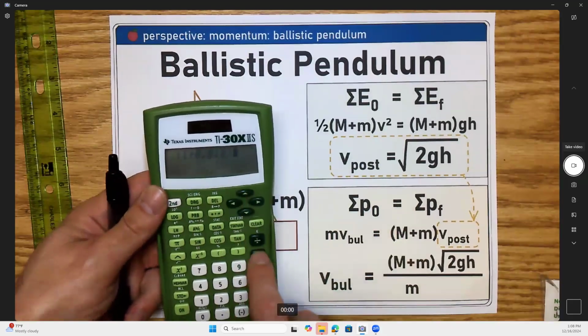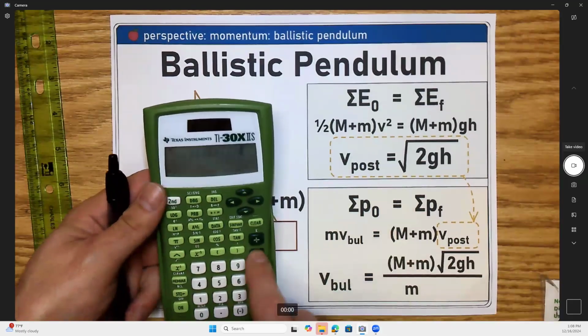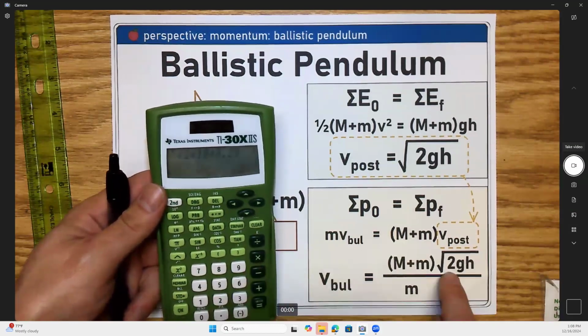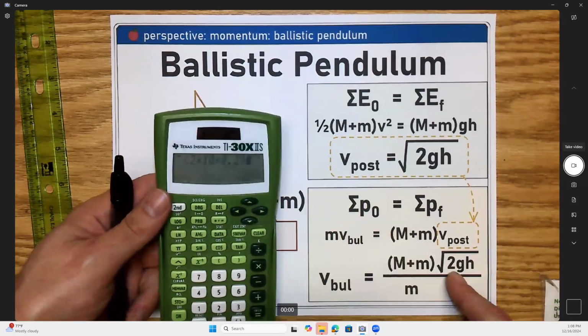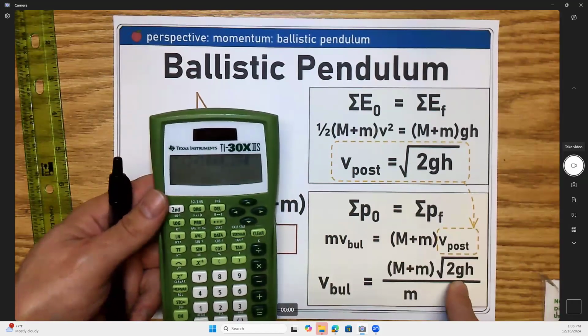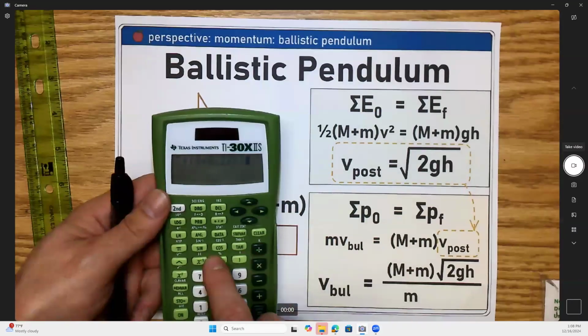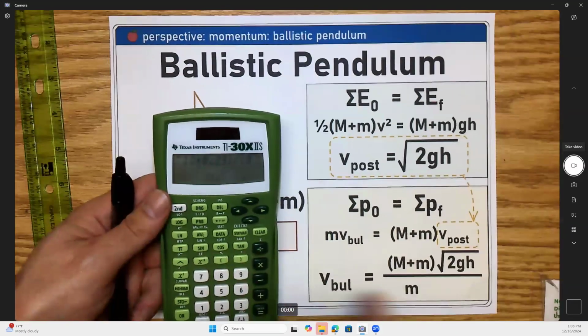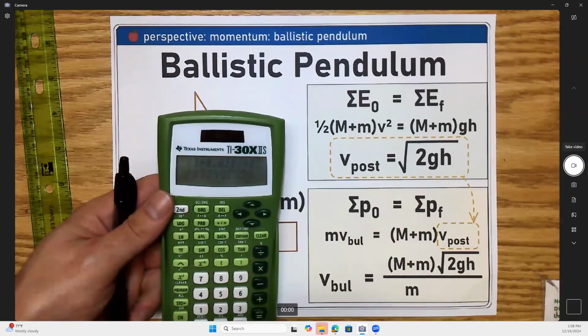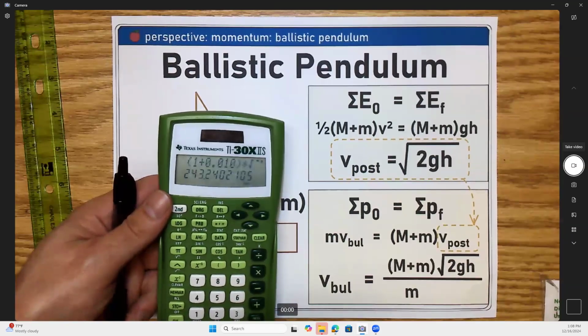Times square root 2gh. So times square root 2 times 10 times the height change, which is 0.29 meters. If you ever use 9.8 for the gravity field, the number would be plenty close enough to whatever the multiple choice answer is, so it's not going to make that much of a difference. Right? Then divide by the mass of the bullet, which is 0.010 kilograms all over again. Okay. 243 meters per second. There you go.